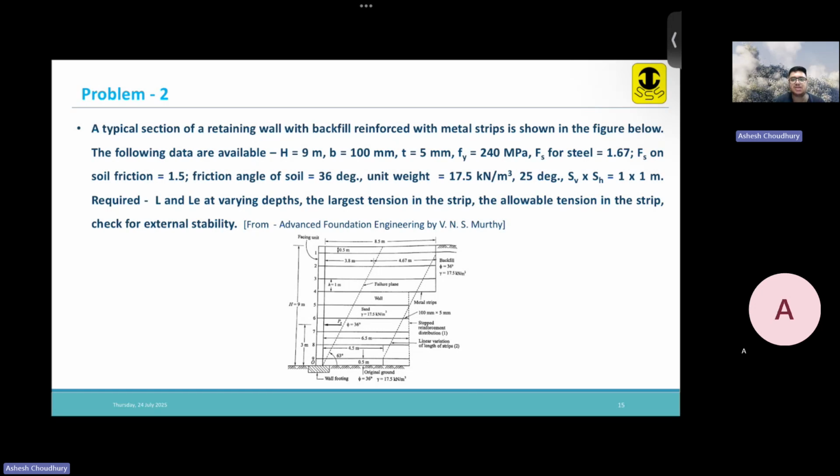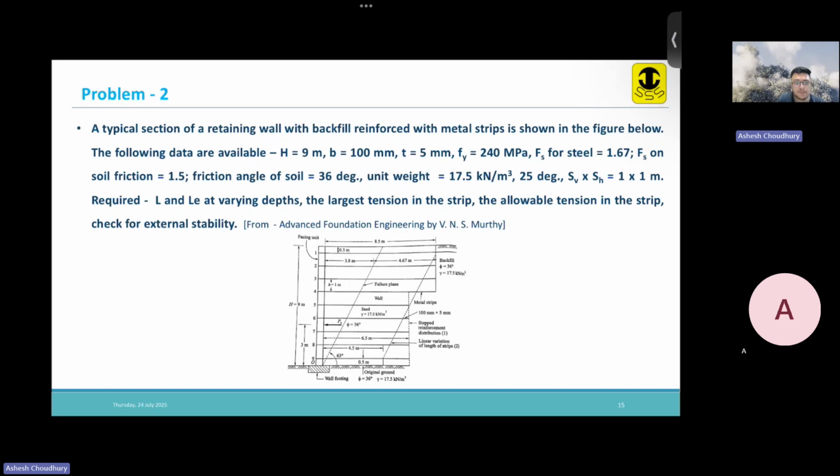25 degrees. SV into SH is 1.1 meter. SV is the vertical spacing. So here we are spacing small strips, right? So here the vertical spacing matters, and the out of plane spacing, in the direction perpendicular, is also important. Out of plane spacing, that is the horizontal spacing, as well as the vertical spacing. Both are important.